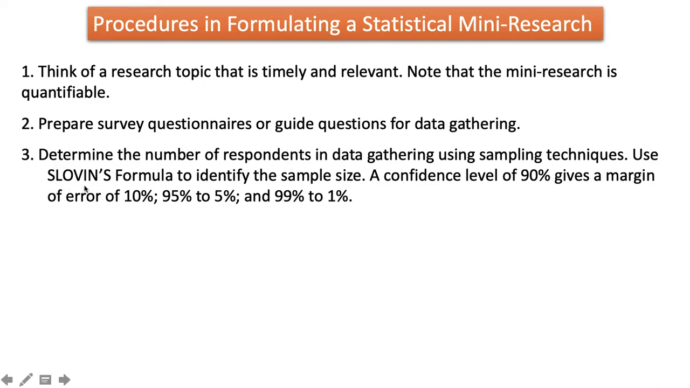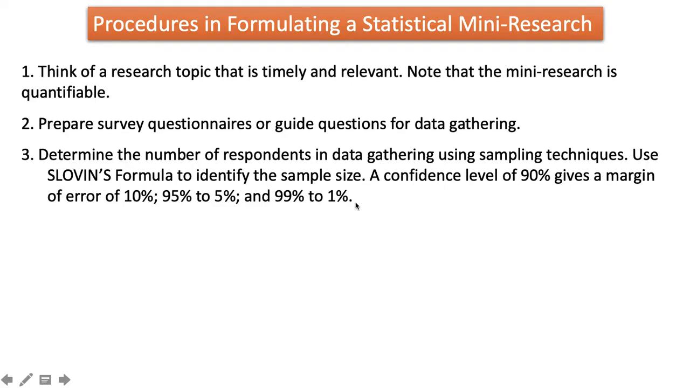The question is, how many samples are we going to take in a certain population? In that matter, we're going to use Slovin's formula to get the appropriate number of samples in a certain population. Later, I'm going to show you how to use Slovin's formula. But we need also to consider the confidence level. A confidence level of 90% gives a margin of error of 10%. A confidence level of 95% gives a margin of error of 5%. A confidence level of 99% gives a margin of error of 1%. This confidence level is our claim. For example, we are 90% confident that our claim is true. So there is always a margin of error in every research.